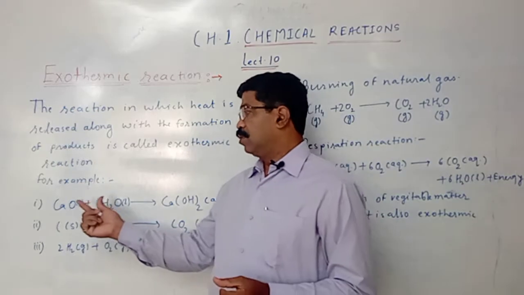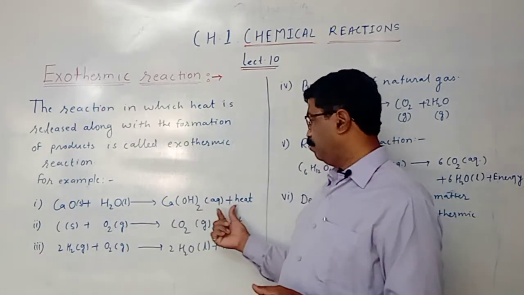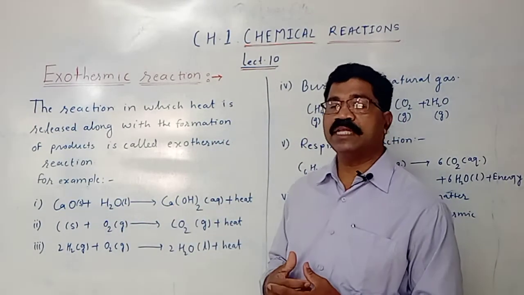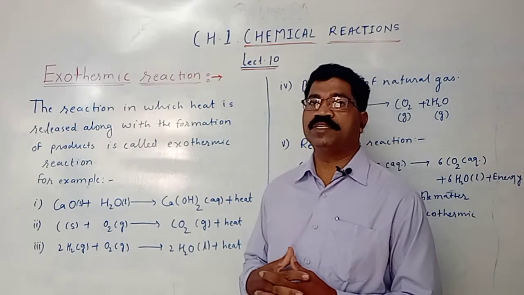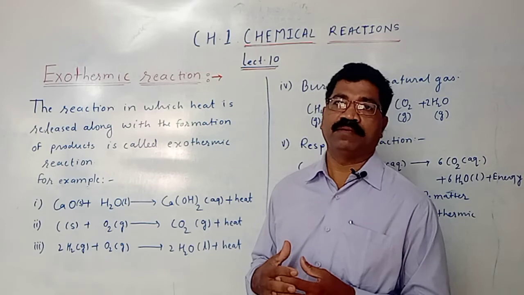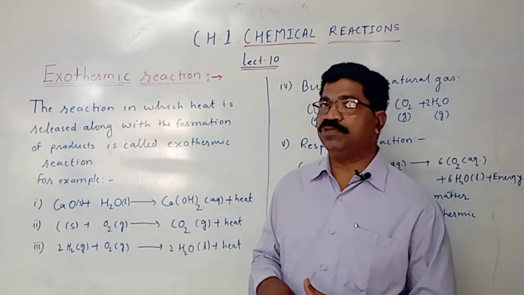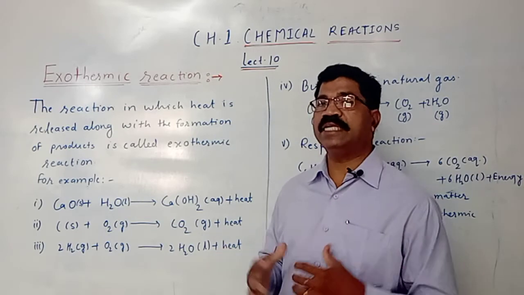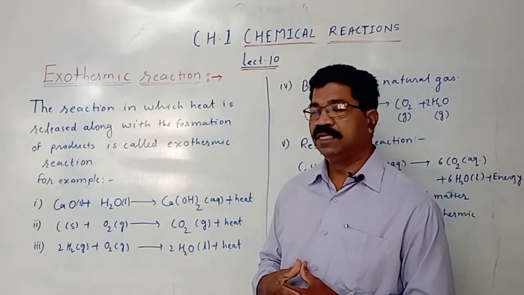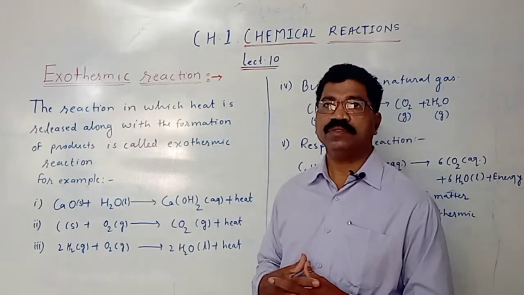See here, calcium oxide plus water gives us calcium hydroxide plus heat. So what is calcium oxide in our commercial name? It is lime, quick lime. If we add water into it, this water and calcium oxide will react and will produce slaked lime, that is Ca(OH)2.